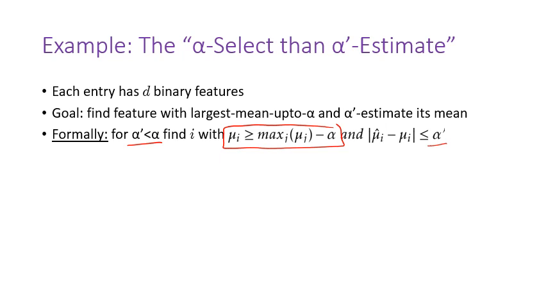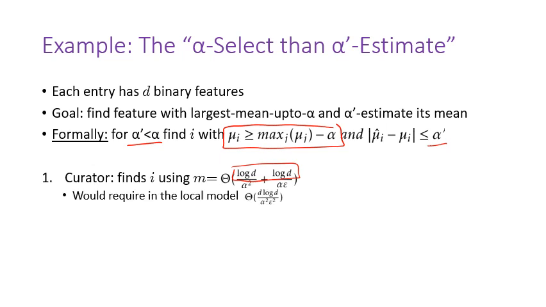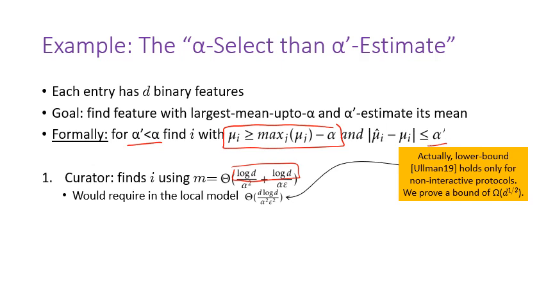I should say that this work is actually motivated by a very popular task in genomic studies of finding the most predominant feature. There is a naive hybrid model protocol for this. The curator is in charge of finding this feature, and this only requires roughly log d samples, whereas in the naive model, it would have required us d log d samples. This is a bound given by Ullman in his work. However, it is only a lower bound that holds for non-interactive protocols.